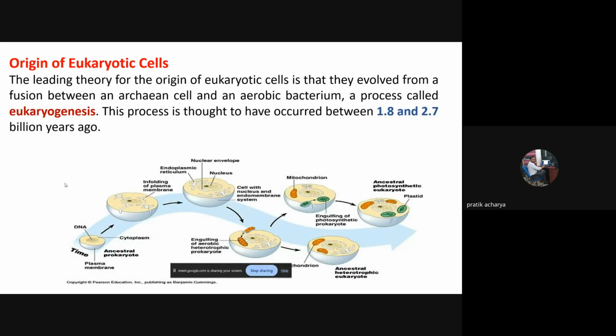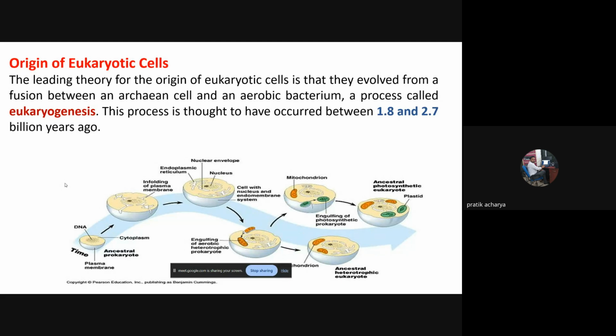So the engulfed bacterium eventually evolved into mitochondria. It was hypothesized that the engulfed bacterium eventually converted to mitochondria, because the function of mitochondria is almost similar to the function of the ancient aerobic bacterium. That's why the endosymbiotic theory is a widely, worldwide accepted theory for the origin of the eukaryotic cell.